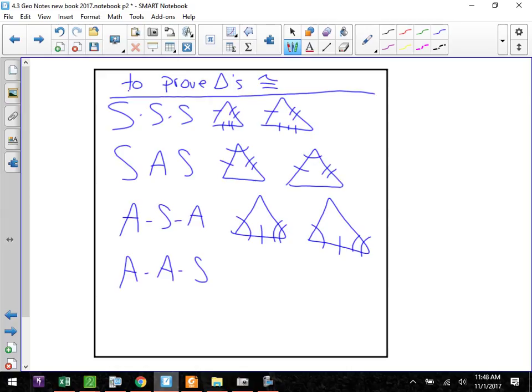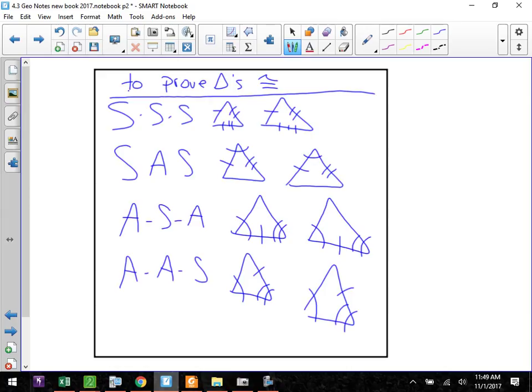So some proofs will get you with all 3 sides in a row. Some proofs will get you 2 sides, the angle in between. Some proofs will give you 2 angles and the side in between. Or in the case of the last one, it'd be 2 angles in a row and then a side after. Okay? 2 consecutive angles and a side next to it. Angle, angle, side. And that's what's nice about the lettering. It kind of tells you the order in which these things show up.